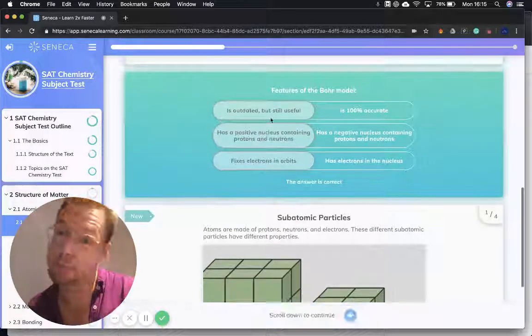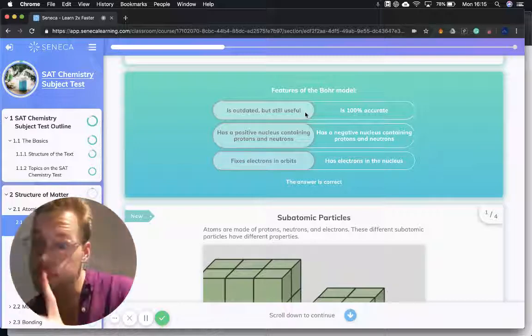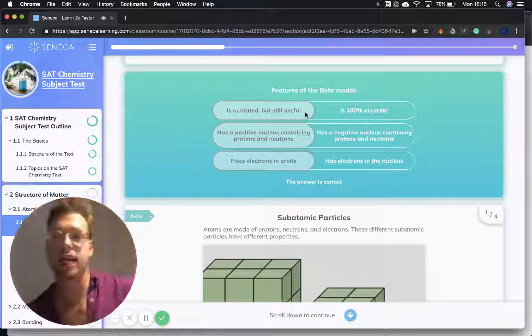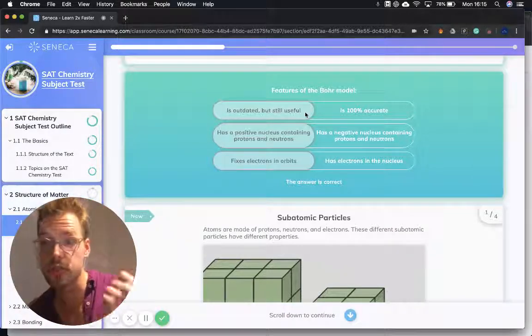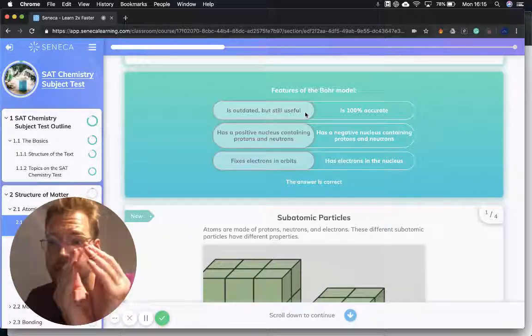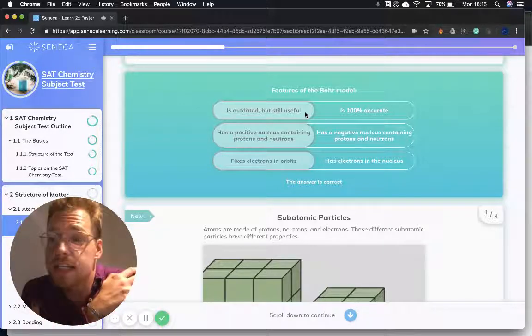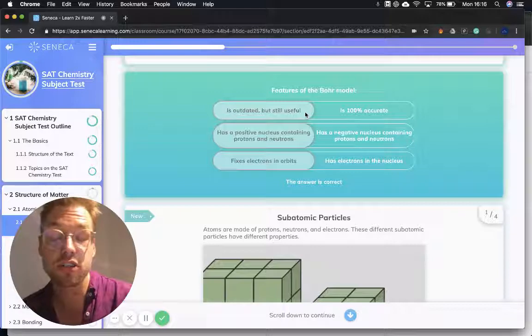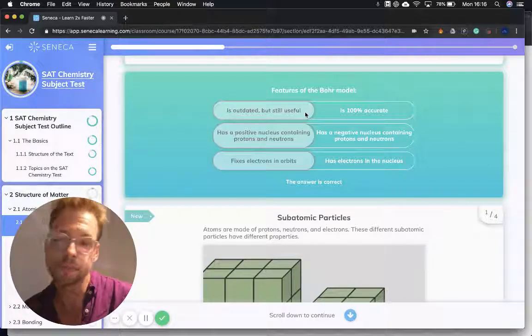Let's go over the features of the Bohr model. It's outdated, but it's still useful. Still useful, I promise. It has a positive nucleus containing protons and neutrons. Protons and neutrons, they're always in the nucleus, so in the cute little center, they like to be friends. And electrons are fixed in orbits.